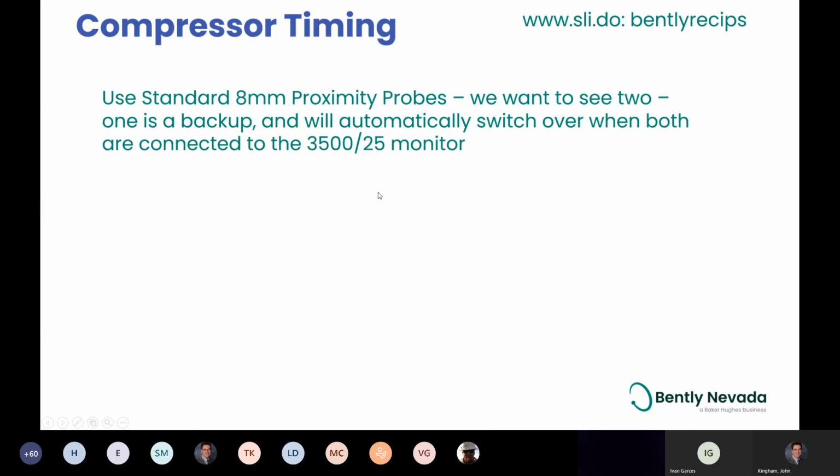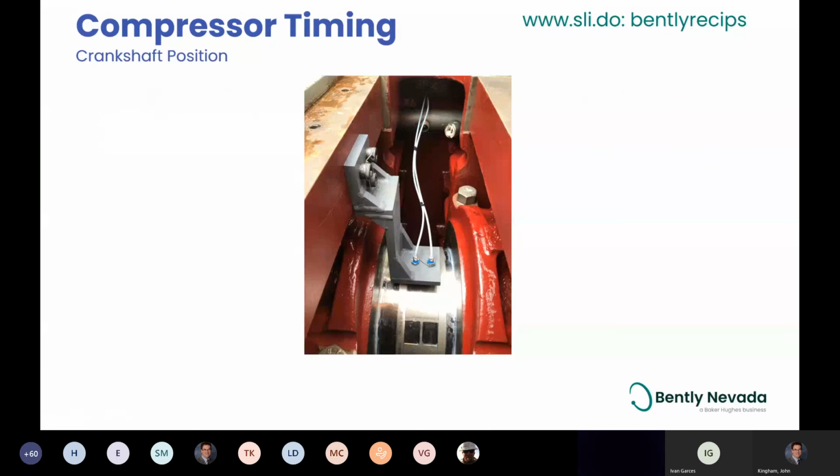Okay. I think we had a question the other day as to why we need two. And I'll tell you, we do have, I think, a 50-year mean time between failure on the probes. But failures do occur every so often. And if you've got to get inside that recip to put in a new probe, it's just not going to happen until the next outage. So having a second probe doesn't add any significant cost, but the value there in case a probe goes bad is immense.